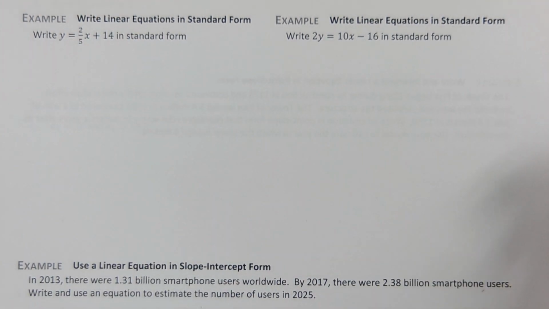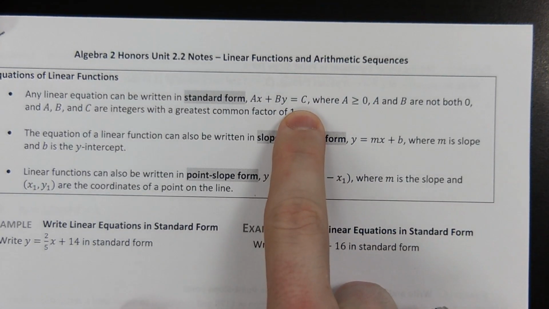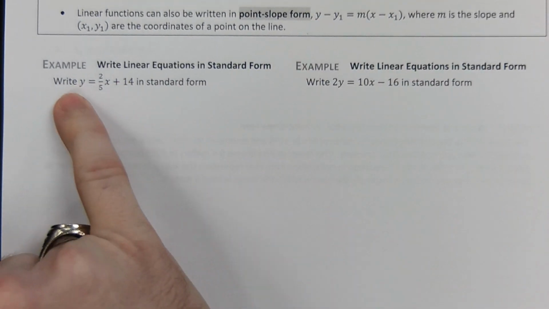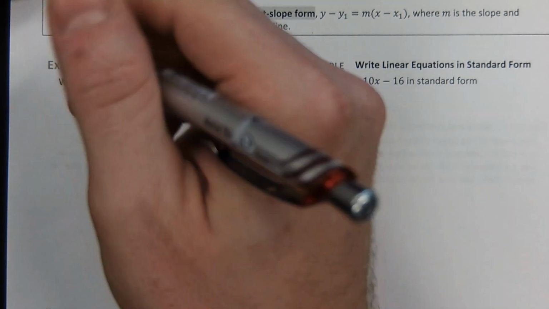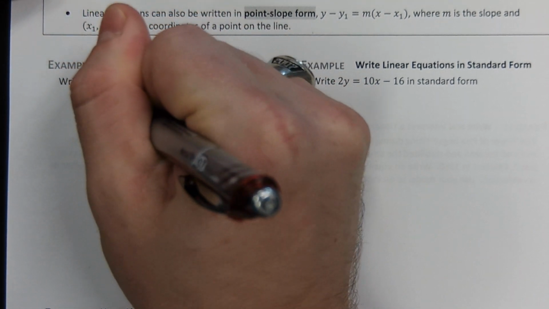Getting this thing in standard form. Got a couple problems right now. One, I need x and y on the same side. It's okay, let's go ahead and get x and y on the same side, and we know that we're trying to get it equal to a number. So y is already alone. I'm going to get this 14 alone. I'm going to move this x to the left. Let me subtract 2/5 x from both sides.